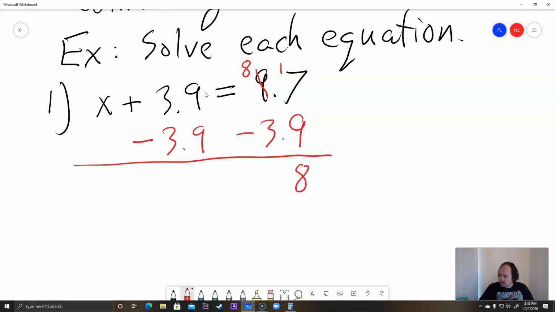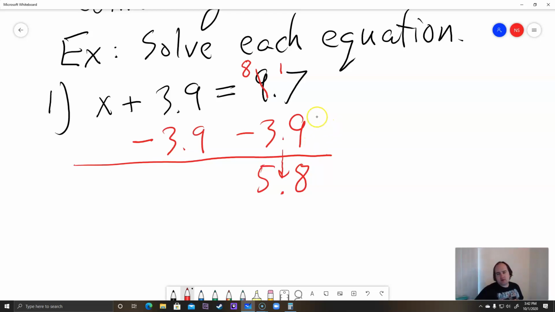So we have 8 down here. We bring the decimal straight down. And then 8 minus 3 is 5. So we get 5.8. This one was easy enough that we didn't really need a calculator.